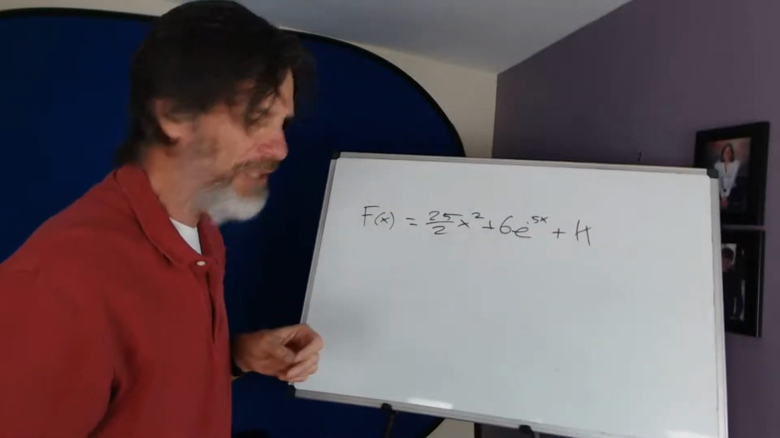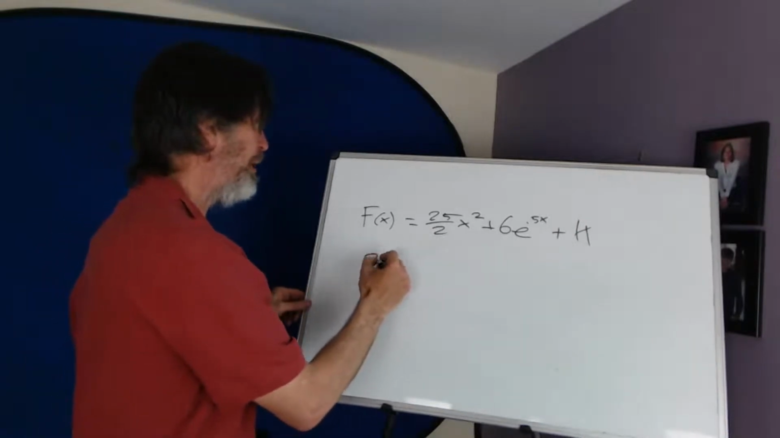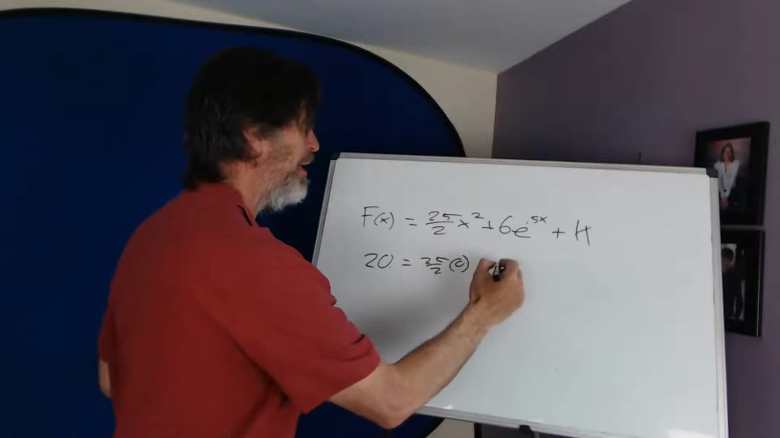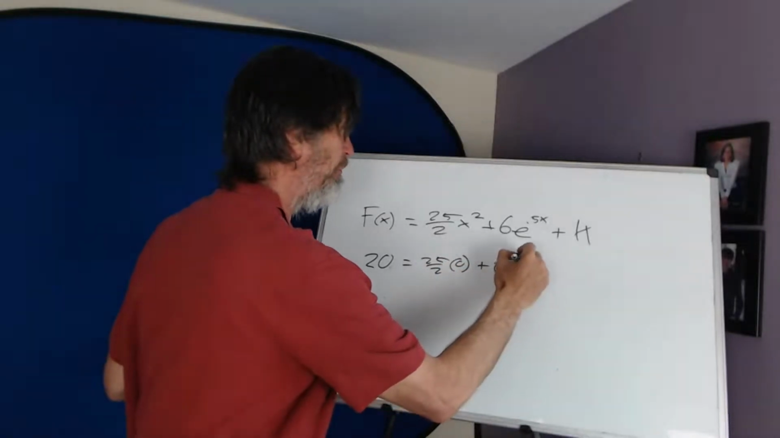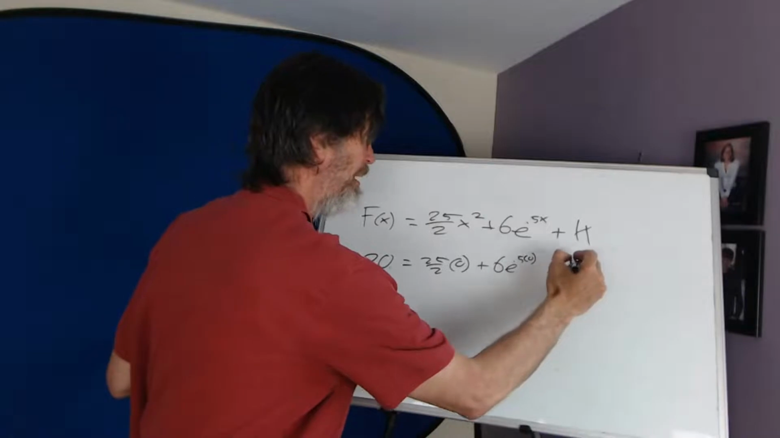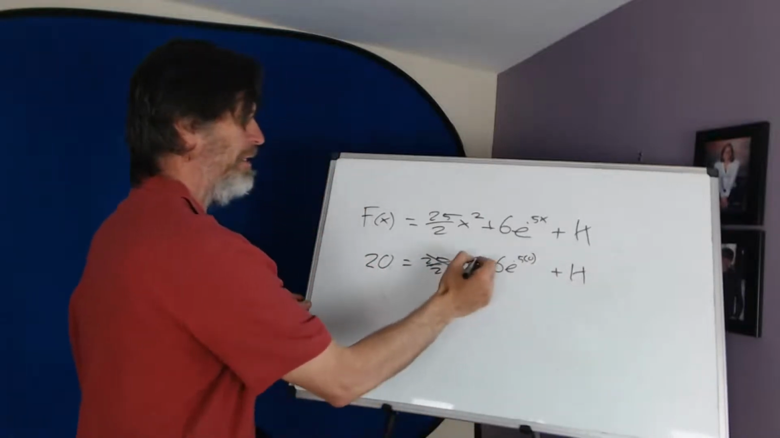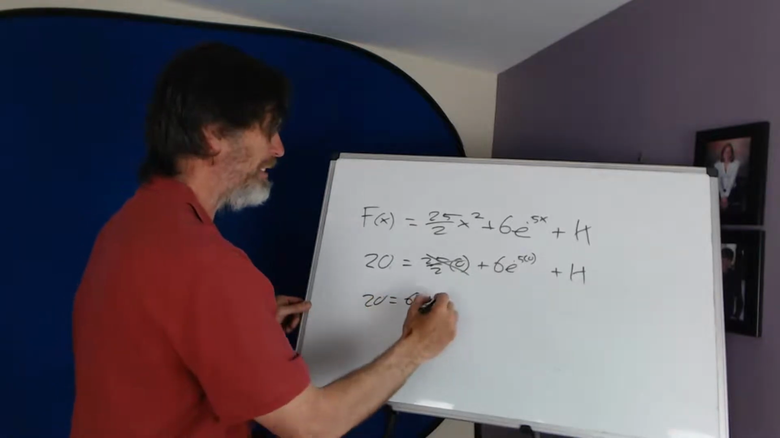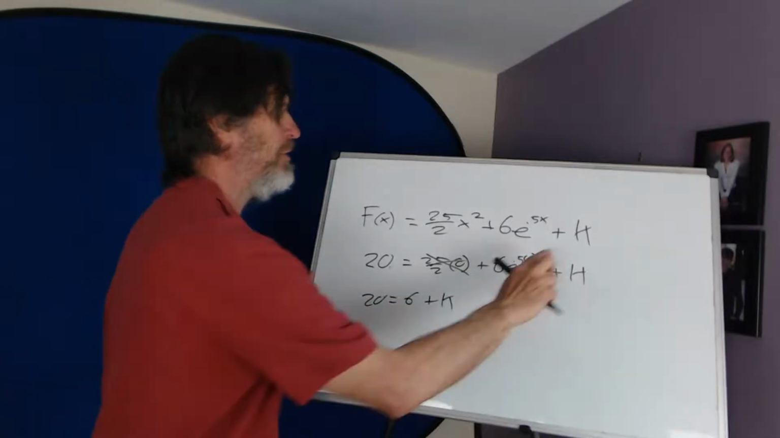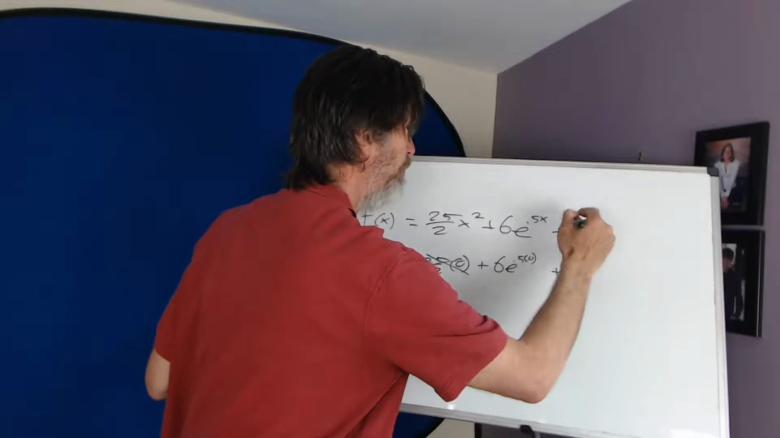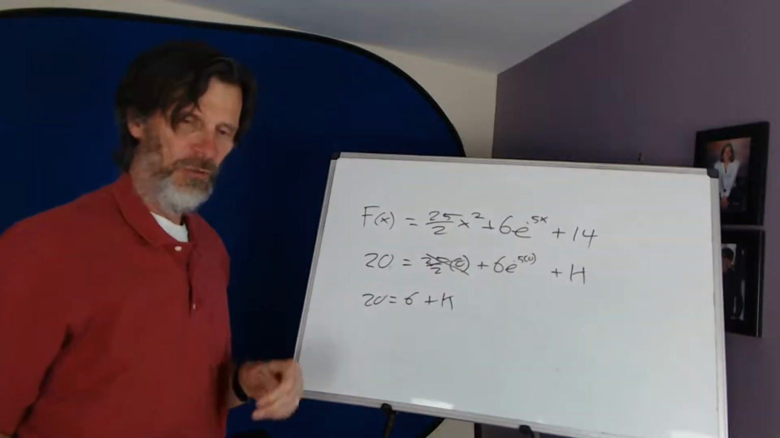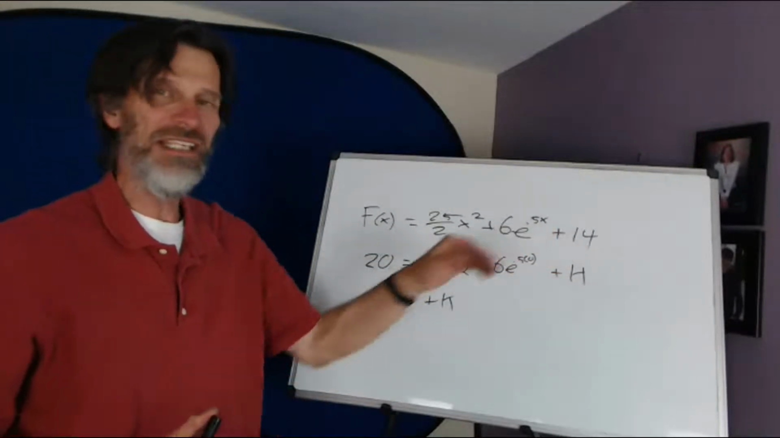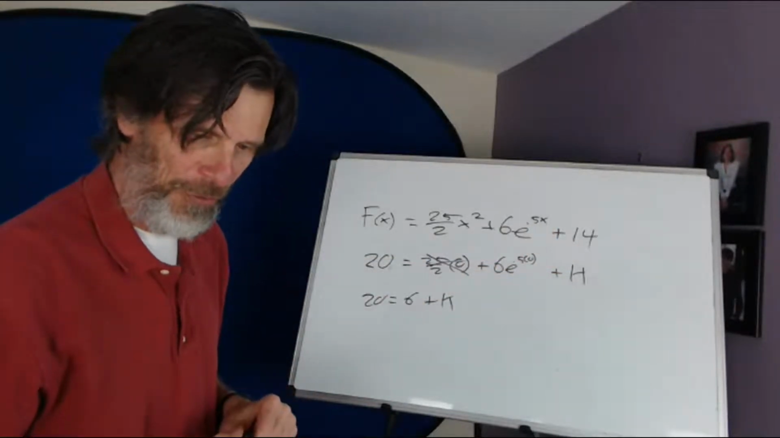We know when we plug in 0, we get 20. So 20 has to equal 25 halves times 0 plus 6e to the 0.5 times 0 plus k. That's 0. That's 1. 20 has to equal 6 plus k. So k must be 14. So one more lesson on the initial condition. Don't just guess that number to be the constant.